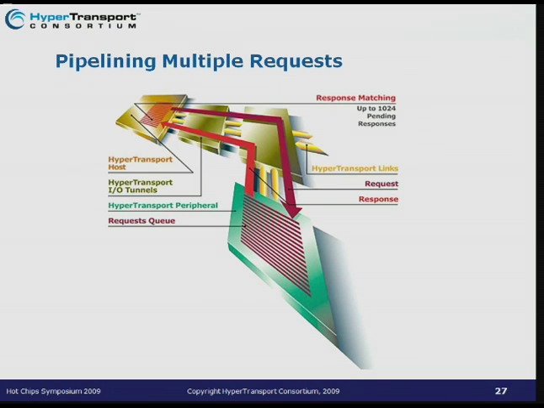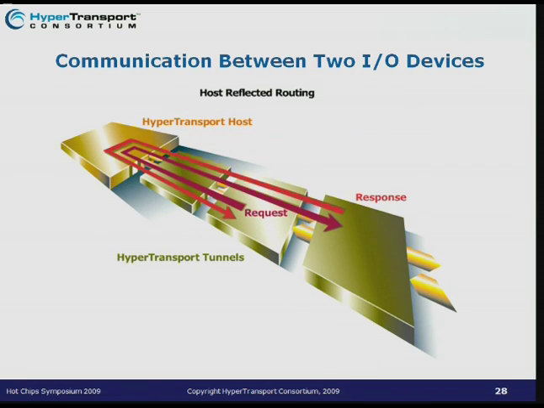So HyperTransport includes support for pipelining multiple requests by having a response matching queue here at the host, and also a queue possibly implemented at the destination device, so that if that device is slow, it can queue multiple requests. So all those requests can be pipelined for higher performance.